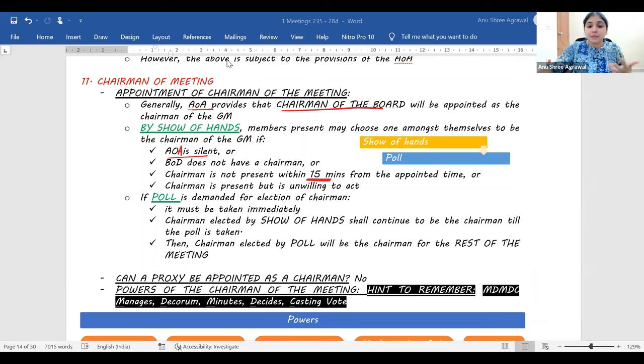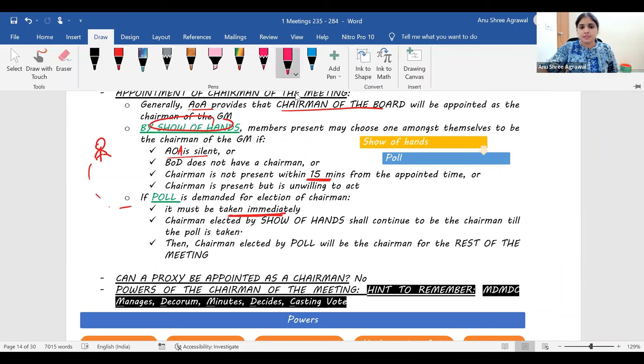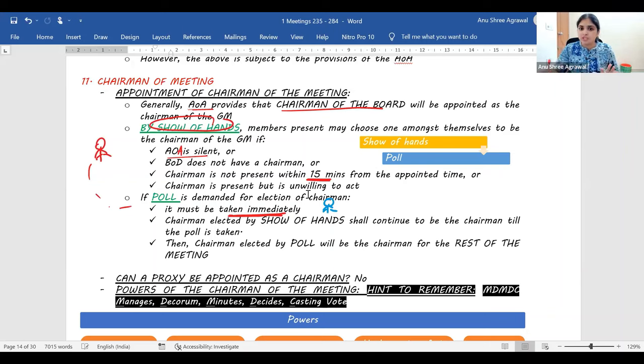But in case the shareholders or the proxies are demanding a poll, we have to take up the poll immediately. To conduct the poll, we need a chairperson. Which chairperson will conduct the poll? The chairperson we appointed by show of hands will conduct the poll. Through the poll, let us say we appointed this person, Blue, as the chairperson. So for the rest of the meeting, who will be the chairperson?